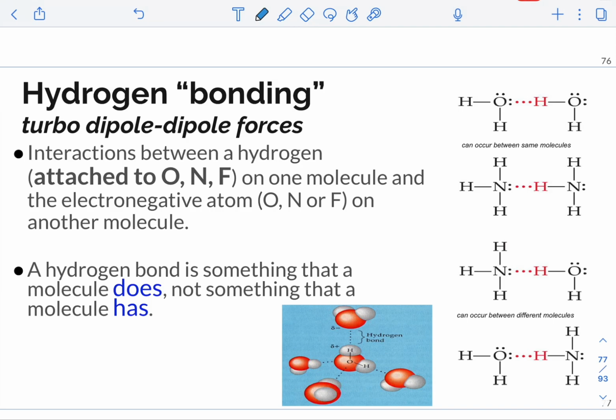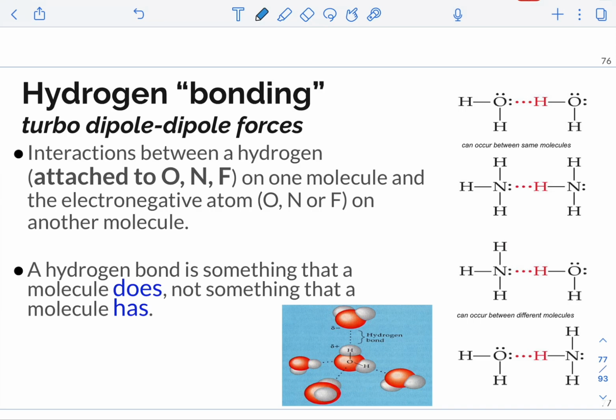And then the electronegative atom, either oxygen, nitrogen, or fluorine, on the other molecule. So a hydrogen bond is not a bond, okay? That's very important for you to know. It doesn't have hydrogen bonding. It does hydrogen bonding. It does attraction, okay? It attracts something else through a hydrogen bond. It's not like covalent or ionic bonding.